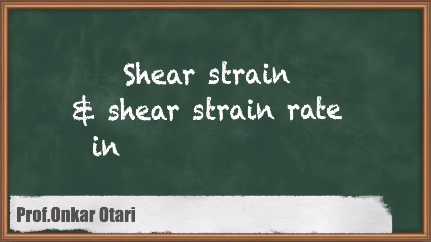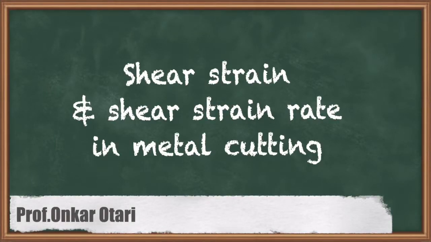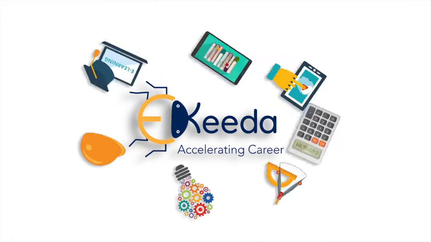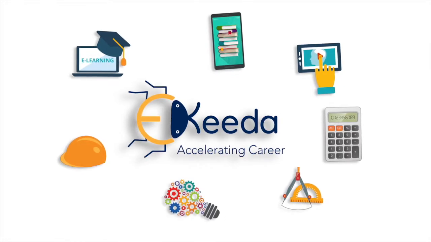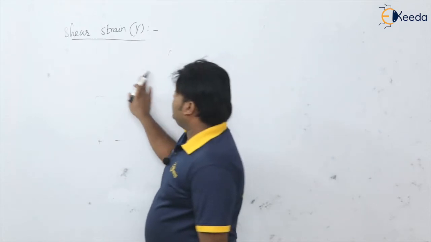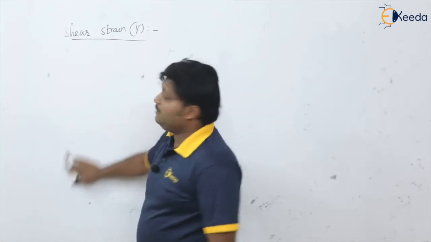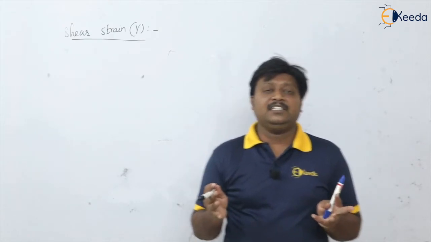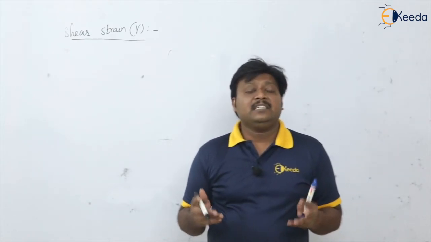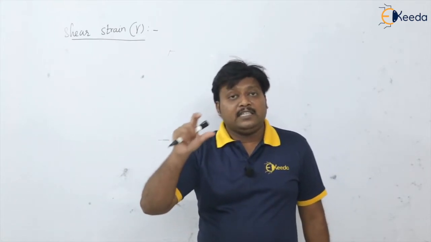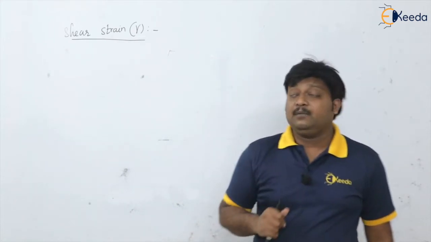Welcome students, in this video we are going to see the shear strain in metal cutting. So what is meant by shear strain? It is a simple definition. We can define the shear strain as the deformation in the chip just before the fracture divided by the shortest distance between two shear planes.